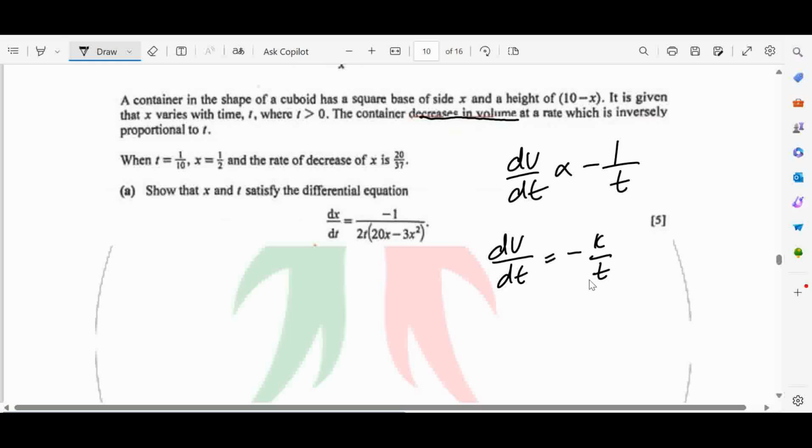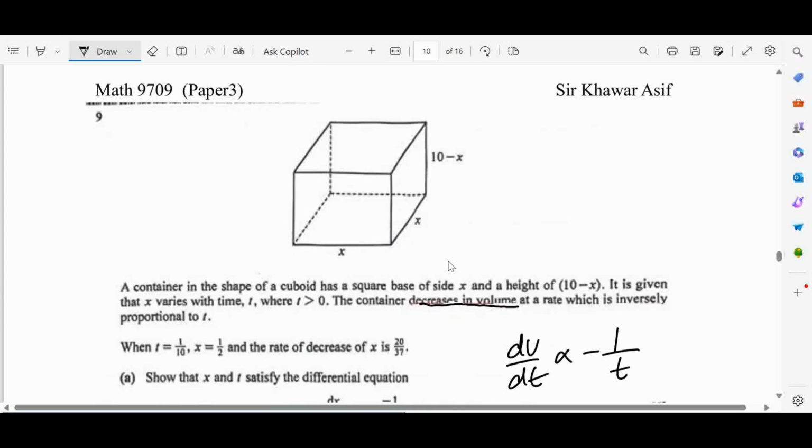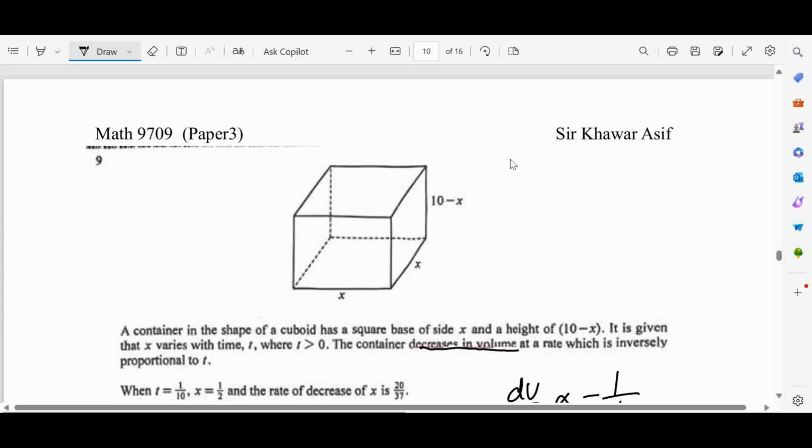Now we know how to find the volume. The volume will be equal to base area into height. So base area is x multiplied by x, into height, and the height is 10 minus x. So this will be equal to 10x square minus x cube. This will be the volume.